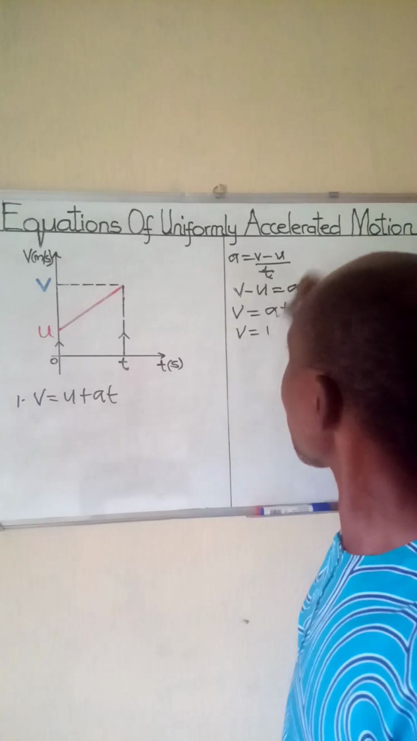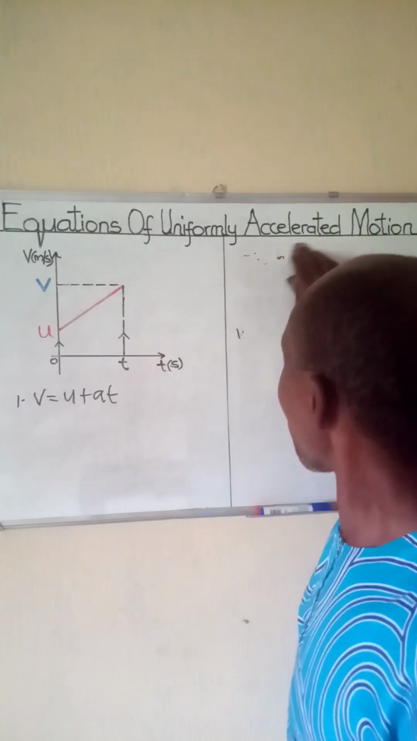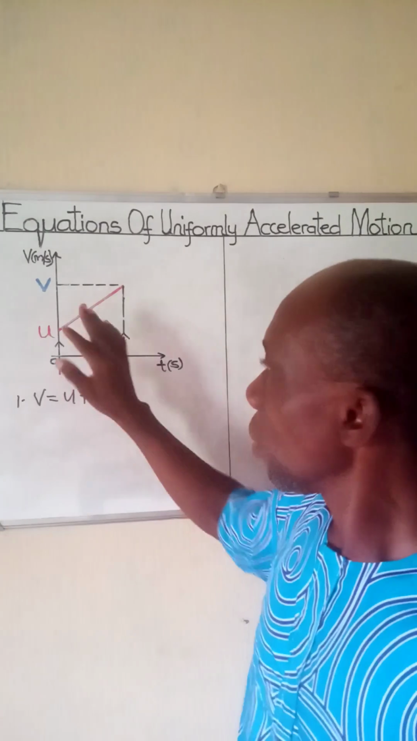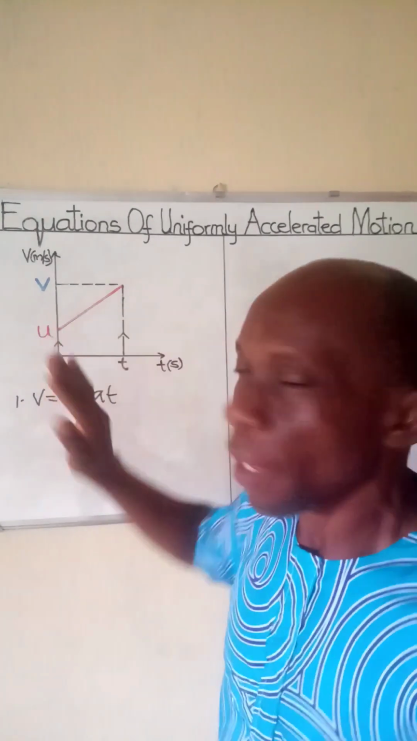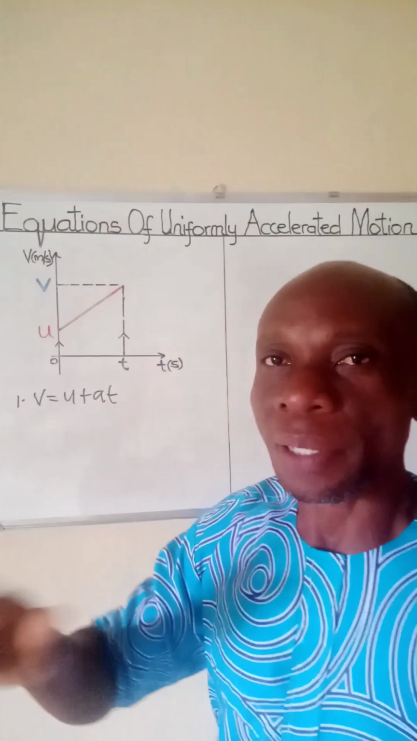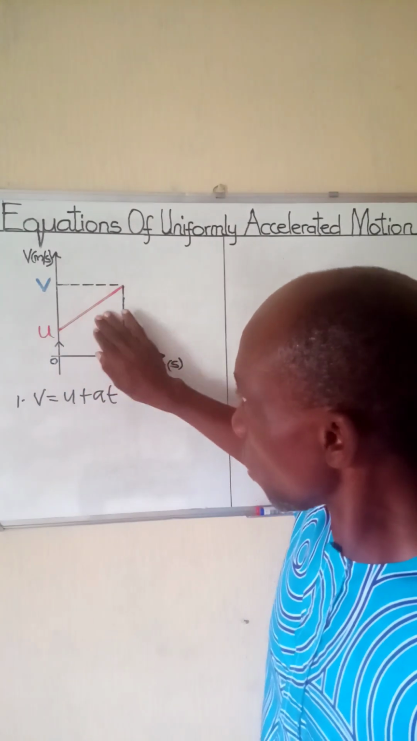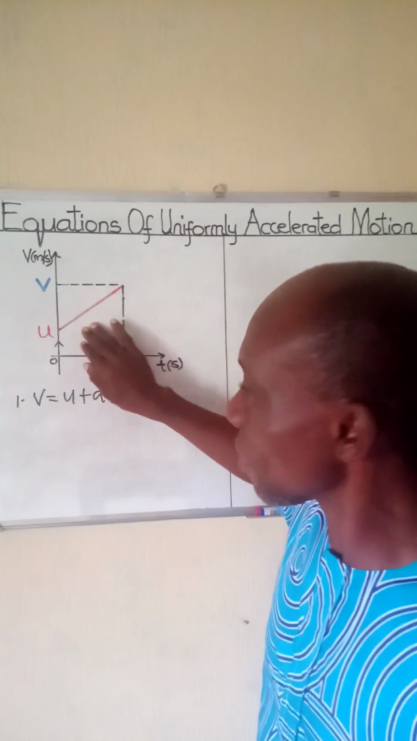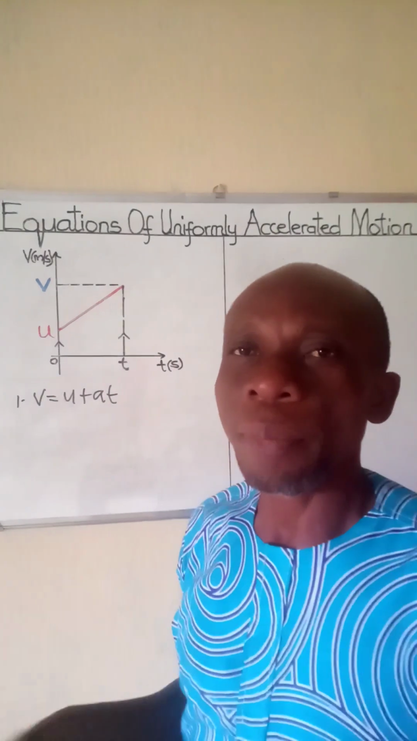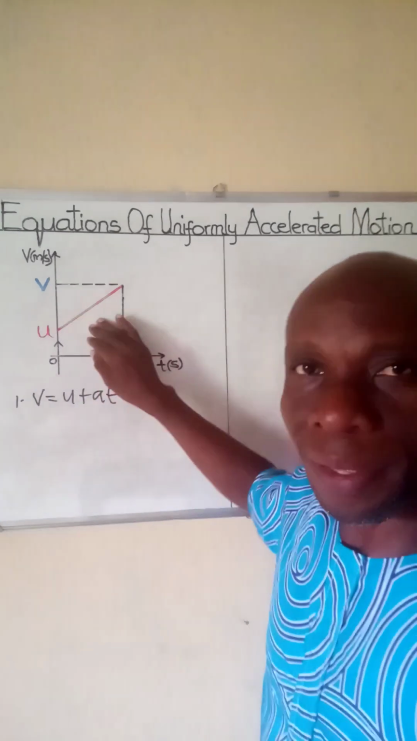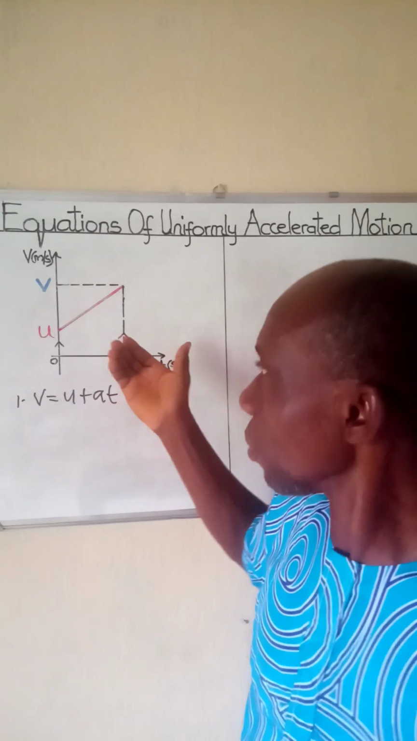Now, having done that, I want us to look at the diagram carefully. You know, the area under a velocity-time graph will give you the total distance covered. If you look at this velocity-time graph, look at this space. You find out that this space represents a trapezium. So if you remember from the formula of area of a trapezium, that is what we are going to use to get the next equation of motion.